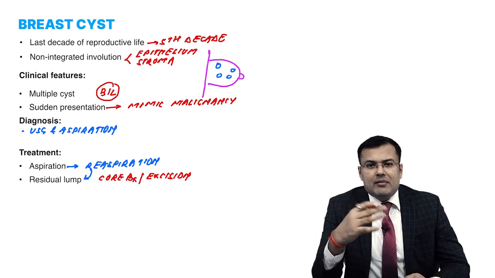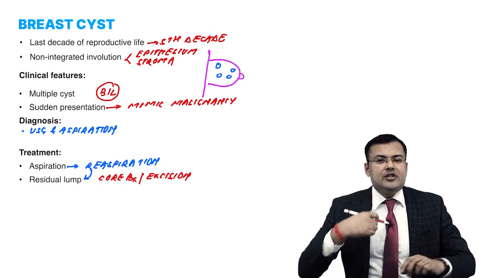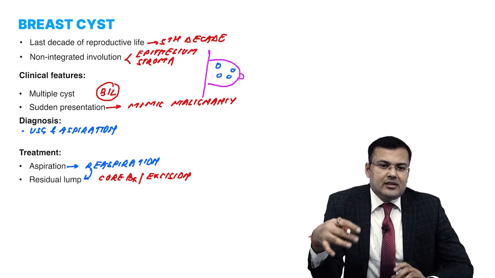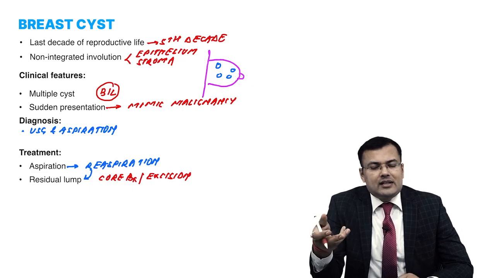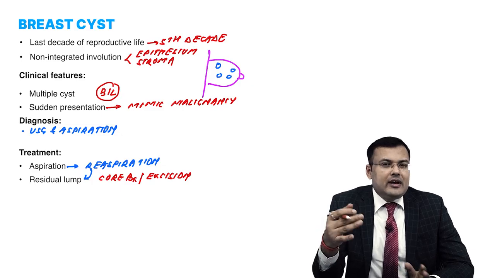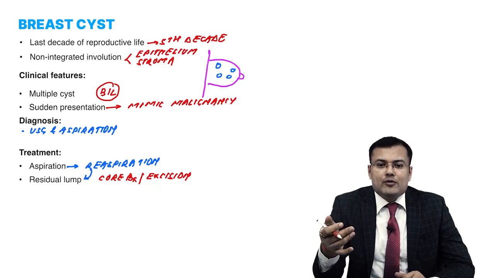So what kind of question will be given in the exam? A female in the 5th decade, multiple lesions in bilateral breasts on ultrasound, sometimes with sudden presentation. This is breast cyst. What do you do next? Go for ultrasound and then perform aspiration. Recurrence, re-aspiration. If there is a residual lump, go for core biopsy or excision.